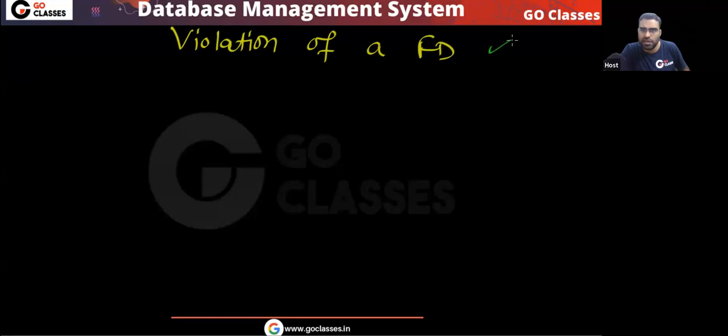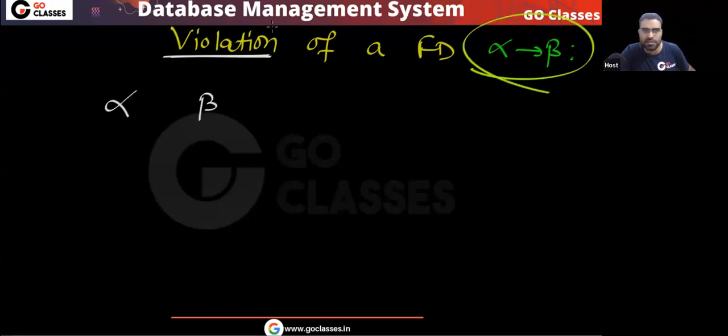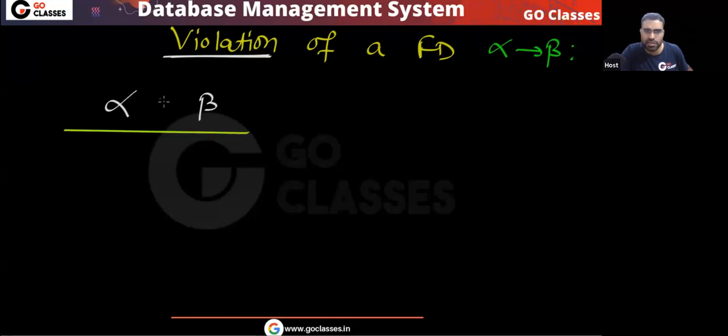Remember, when can you say that a functional dependency does not hold? What is the violation of a functional dependency? When will a violation happen? If you want to say that a violation of functional dependency happens, then you should create this type of situation.